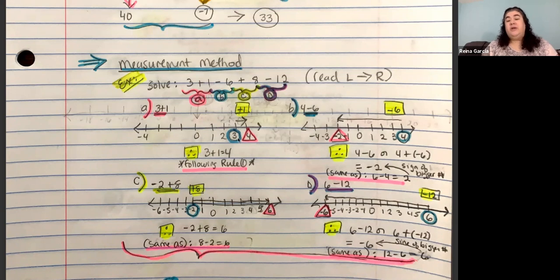So we're going to start at 3. We're going to move 1 unit, and that makes us land at 4. So we can see from the measurement model that 3 plus 1 equals 4. Okay?